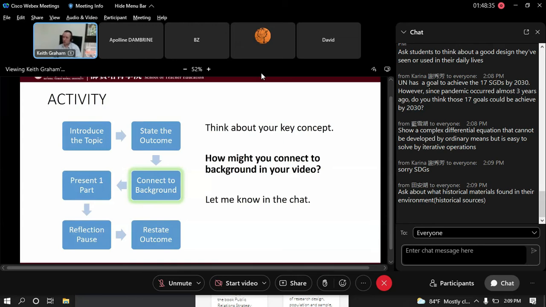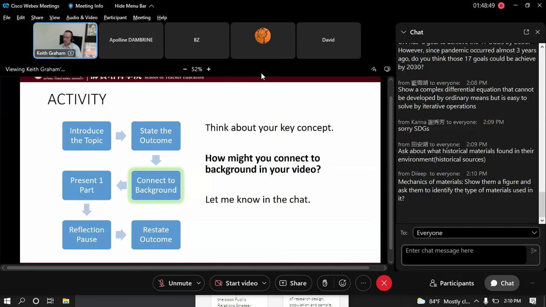Okay, ask about what historical materials are found in their environment. Yeah, so what kind of sources can you find where you are? I think that's very good. I'll give about 1 more minute to see if... yes, I think that's a great one. Show them a figure and ask them to identify what materials do you see here. I think that's a great prompt.